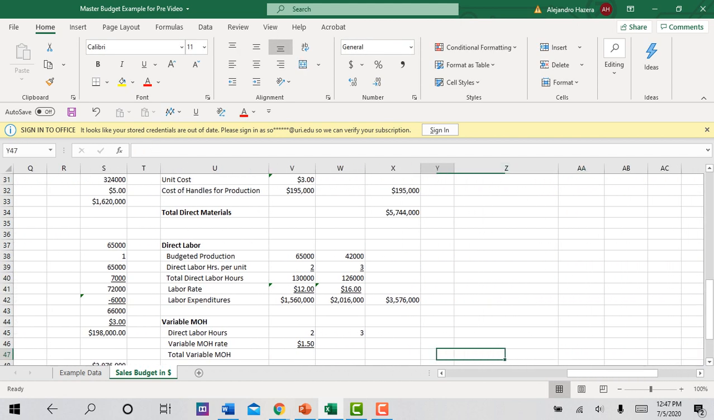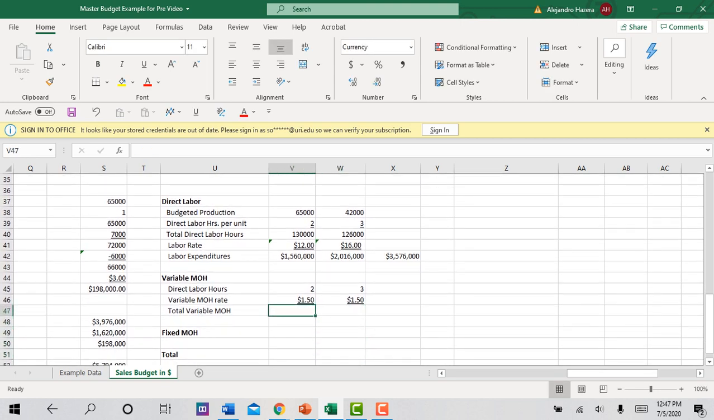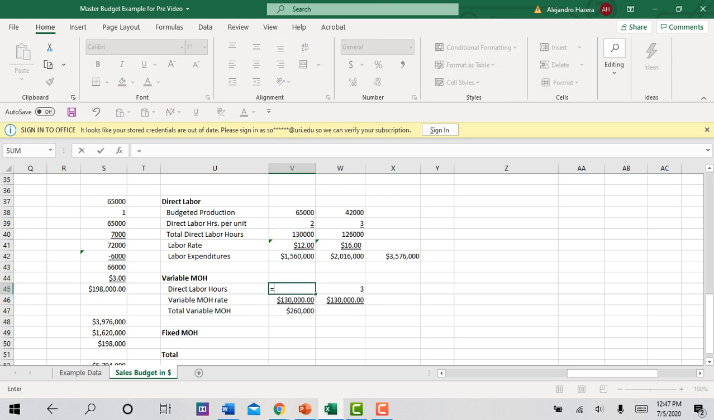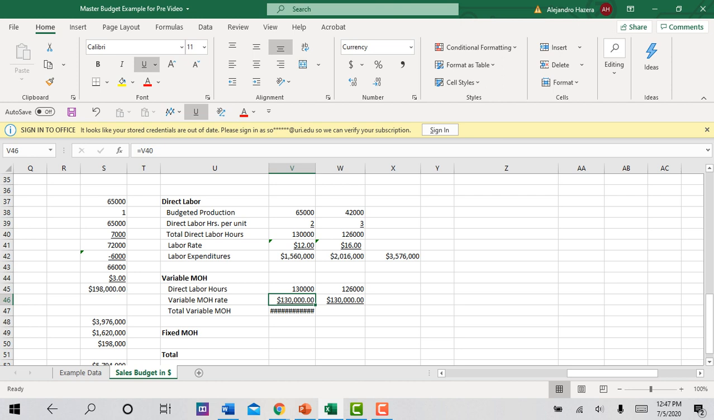Okay, so we're going to take that, multiplied by $1.50, so 2 hours times $1.50. Just a minute here. What am I doing? I should take the total direct labor hours for each one. It's still that you're applying on the basis of total direct labor hours.